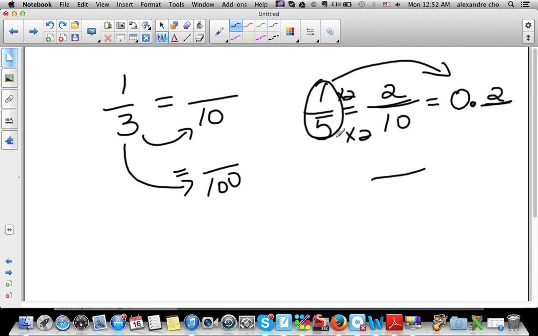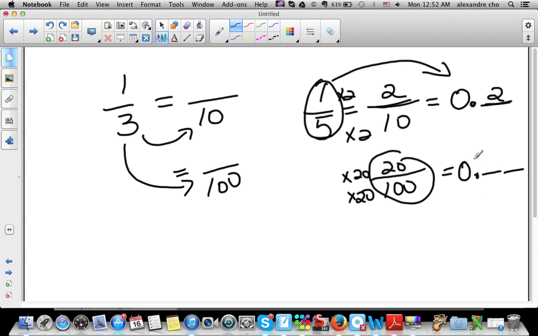Let's try 100. Is there a way of writing 5 as 100? Yes, there is. It'd be times 20. And then times 20 on top. So if you have a fraction that's 20 out of 100, you can write that as a decimal. And since it's 100, we go 2 decimal places. And 100, something was cut into 100, we took 20 pieces. And notice that these two are exactly the same.